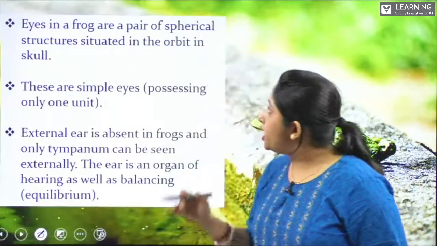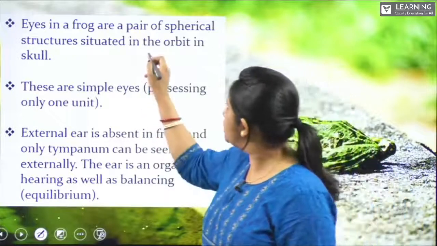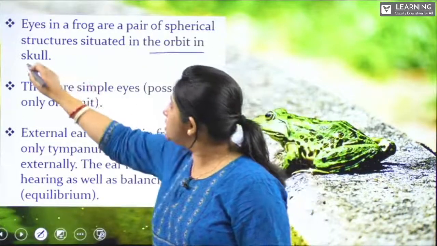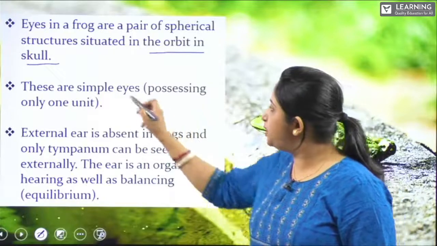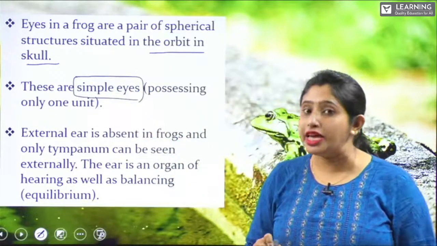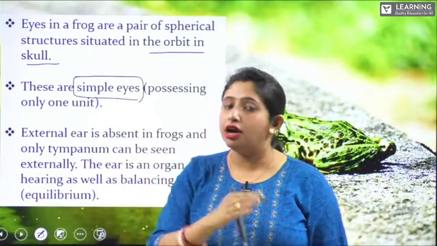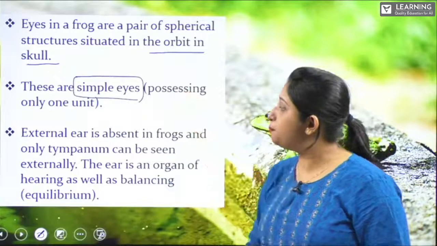The eyes of the frogs are a pair of spherical structures situated in the orbit in the skull, and they are simple eyes. What type of eyes do they have? Simple eyes. In the cockroach, you have seen that there are simple eyes and compound eyes, but frogs have only simple eyes.